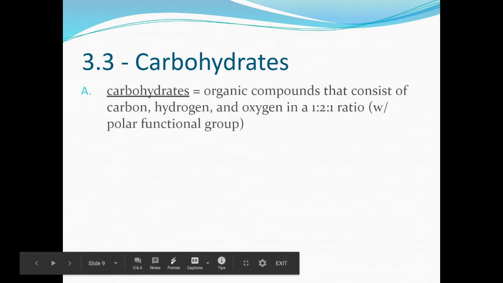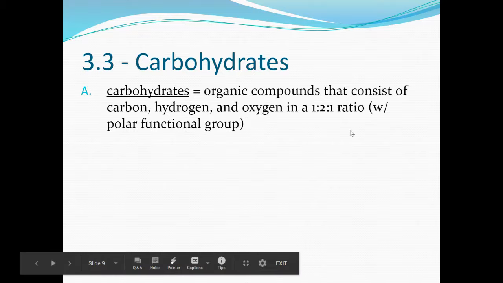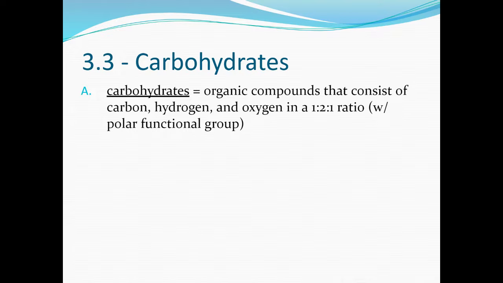All right, moving on. Carbohydrates are one of the major groups of organic compounds, carbon compounds. We call them macromolecules. Carbohydrates are organic compounds that consist of carbon, hydrogen, and oxygen in a ratio of 1 to 2 to 1, or at least really close. The classic example is the glucose that you already saw, which is C6H12O6. That's a 1 to 2 to 1 ratio of C's, H's, and O's.